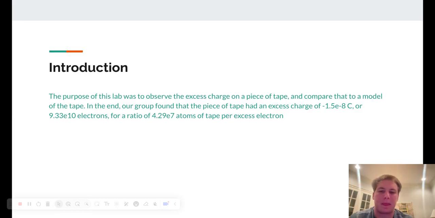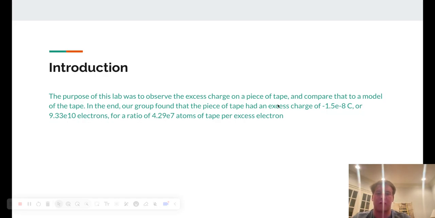So the purpose of this lab was essentially the same as the first lab. We're trying to figure out the excess charge on a piece of tape by using another piece of tape to float it. However, this time we were trying to determine that computationally more accurately by enhancing our model of a piece of tape from a point charge to a line, like a series of point charges.